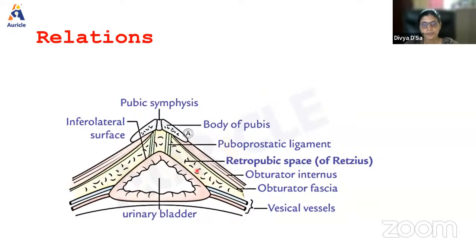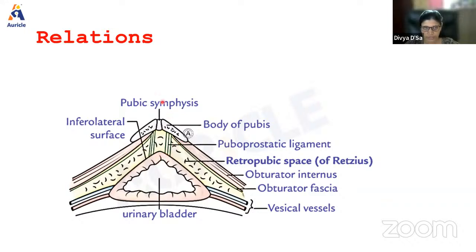This space here is the retropubic space which I told you about earlier, the retropubic space of Retzius. This space is very important. It is a horseshoe-shaped potential space which intervenes between the anterolateral pelvic walls and the sides of the bladder. Why is it important? It acts like a bursa to allow for the distension of the bladder.